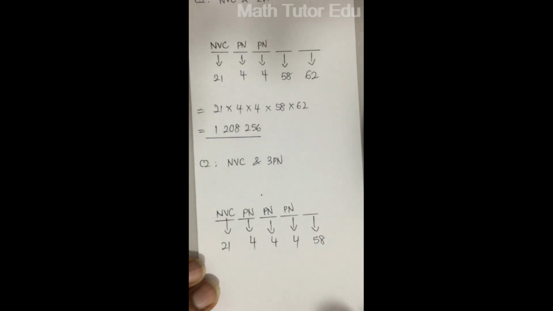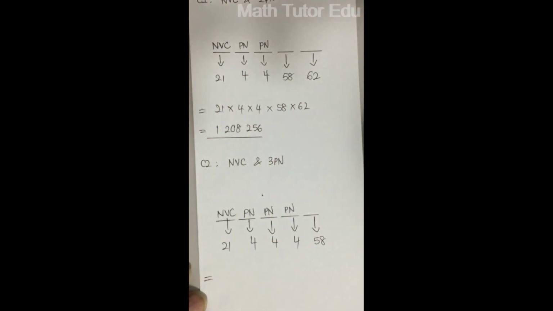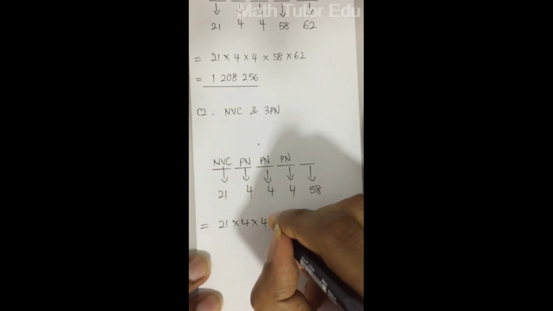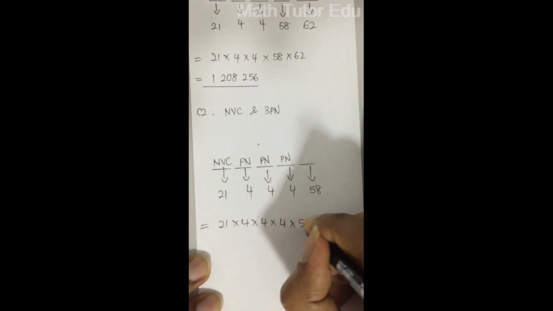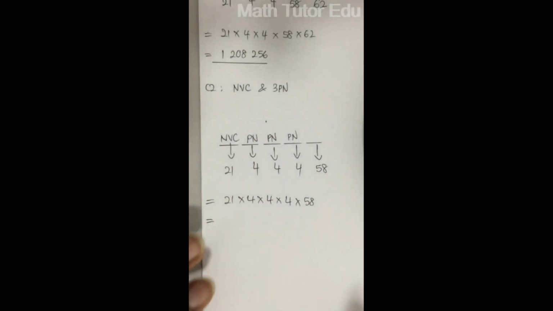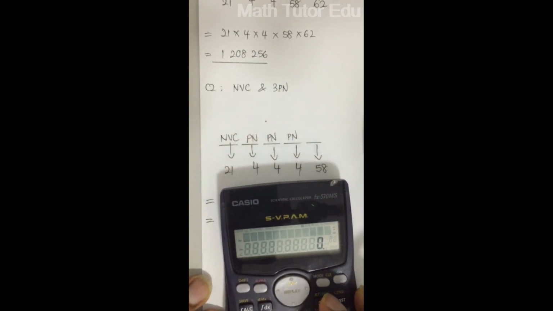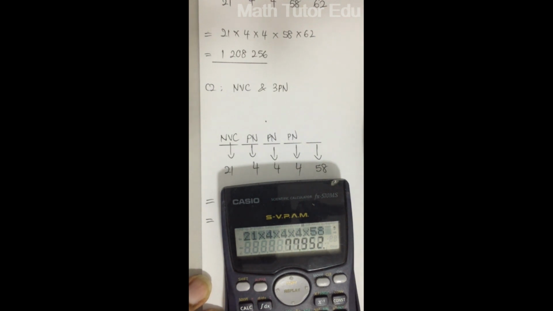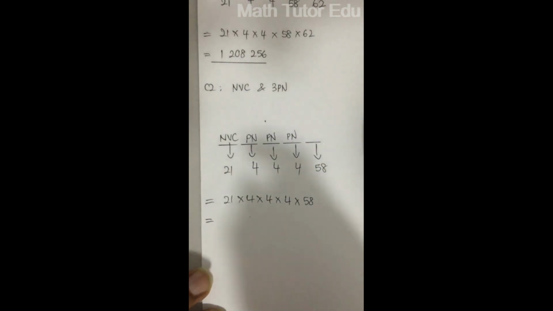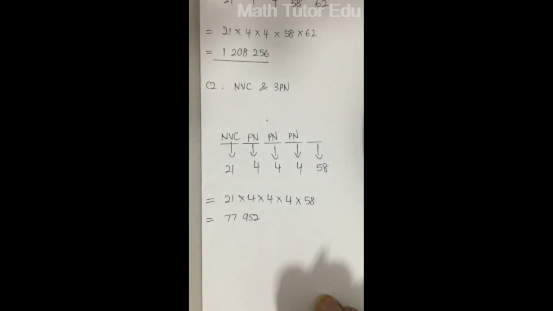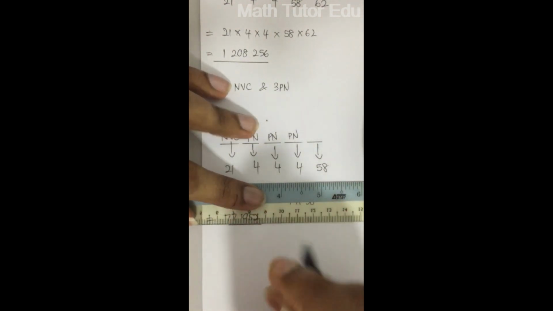Okay, so from here, you calculate the number of arrangements for case 2. 21 times 4 times 4 times 4 times 58. You get 77,952. Okay, this is for case 2.